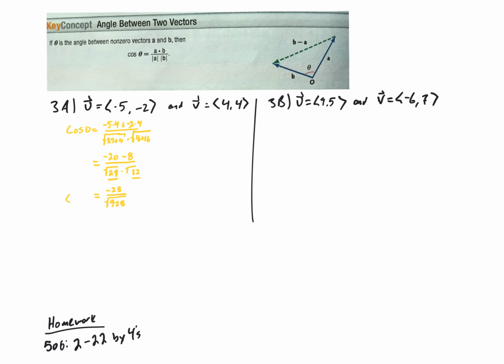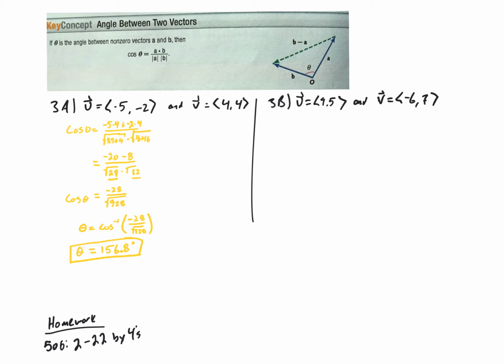And so this is cosine of theta. I want to know what theta is. So theta is going to equal cosine inverse of that number, negative 28 over the square root of 928. And if you plug that in the calculator, make sure you're in degree mode, you get 156.8 and so on, but we're going to round that. So theta is equal to 156.8 degrees.